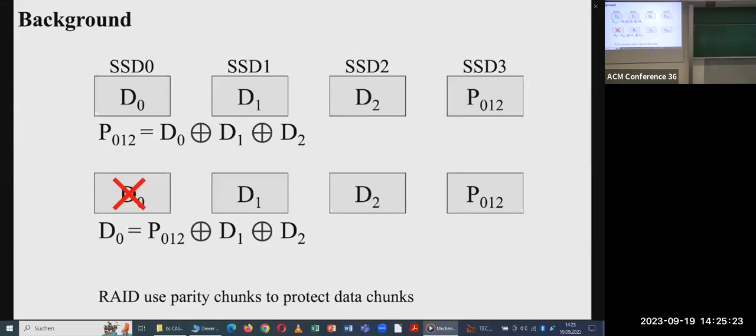In RAID systems, a parity chunk is generated from all data chunks in the same stripe, which is used to protect data chunks. As an example, the parity chunk P0012 can be computed by XOR operation on data chunks D0, D1, and D2. Once a data chunk becomes inaccessible, RAID can recover it. For example, by XORing data chunks D1, D2, and parity chunk P0012 belonging to the same stripe, RAID recovers the inaccessible data chunk D0.